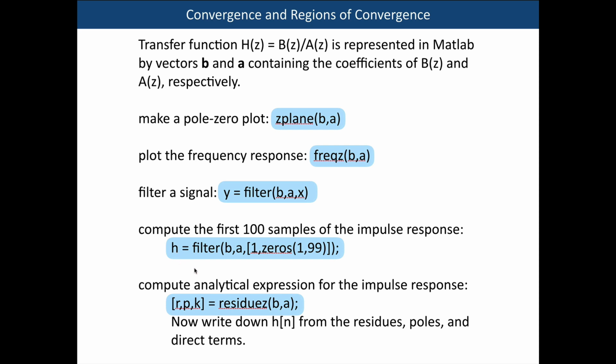But if you weren't satisfied with that, what if we wanted to calculate the analytical expression for the impulse response? Again, this is easy now because residuez allows us to calculate the inverse Z transform of the transfer function. And for linear time invariant systems, the transfer function will be no worse than a rational function represented by B and A. There it is. All right, let's move on.